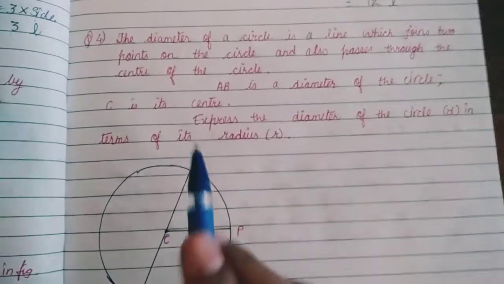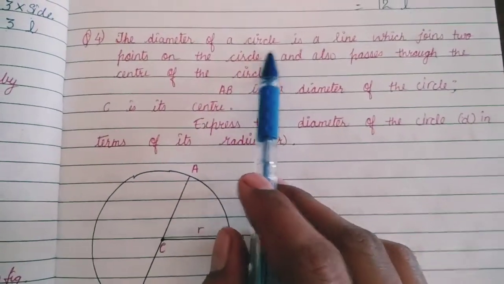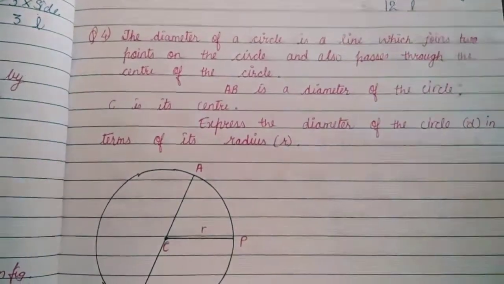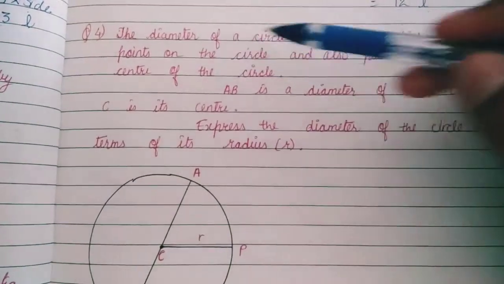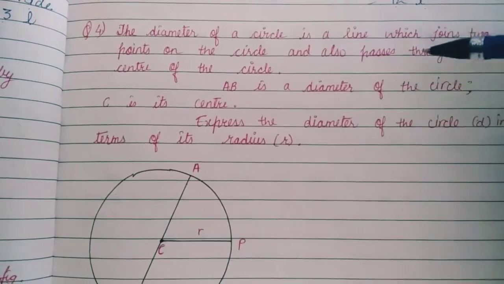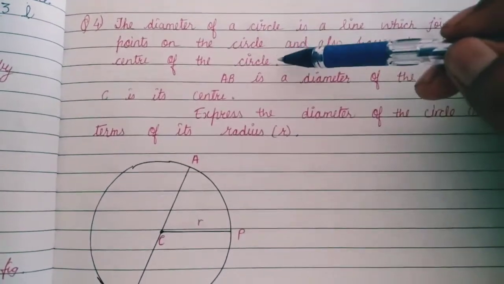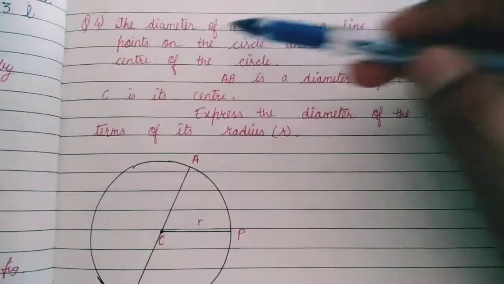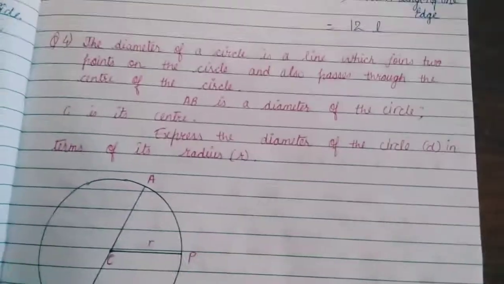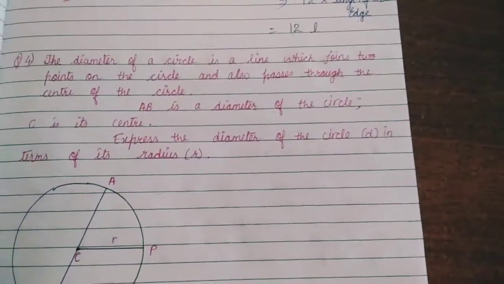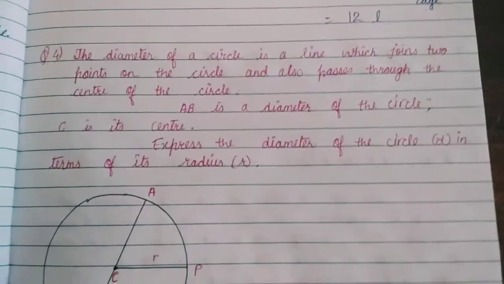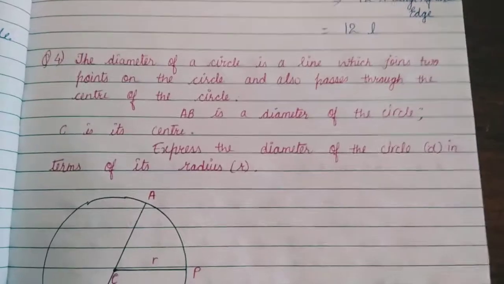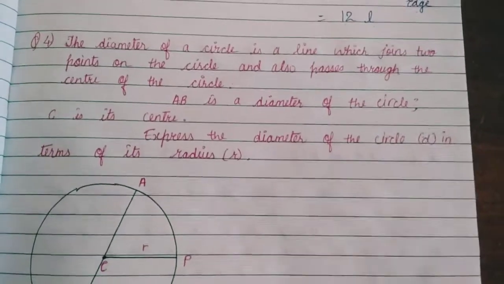Now question number 4: the diameter of the circle is a line. Okay, what is a diameter? Diameter is the line which joins two points on the circle and also passes through the center of the circle. So this is the definition of diameter. AB is a diameter.